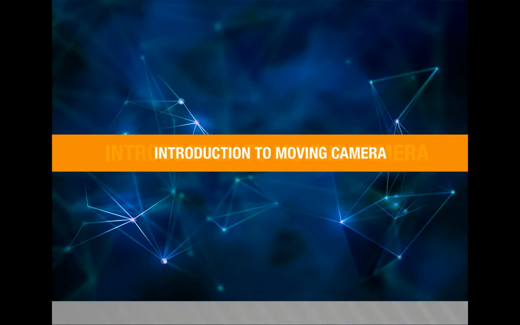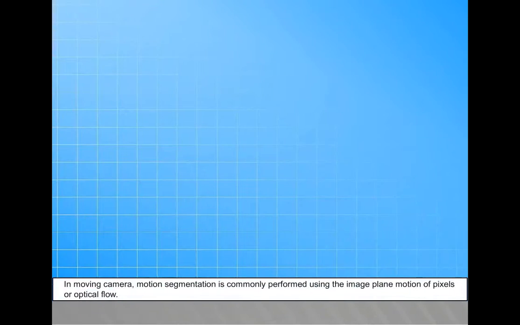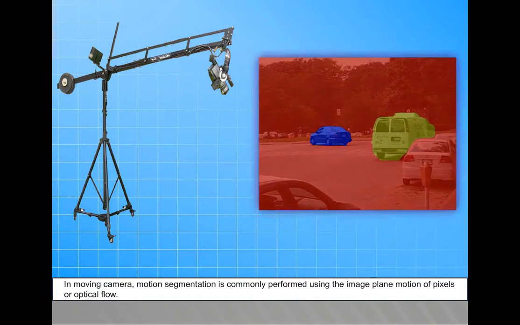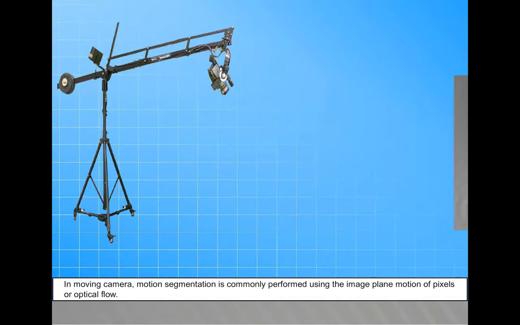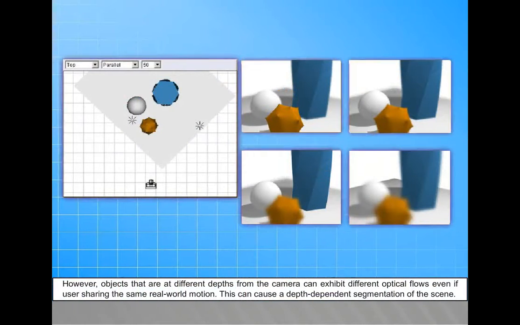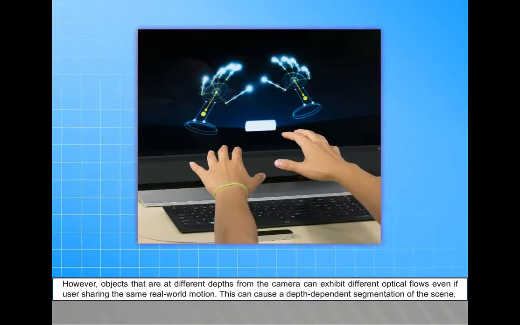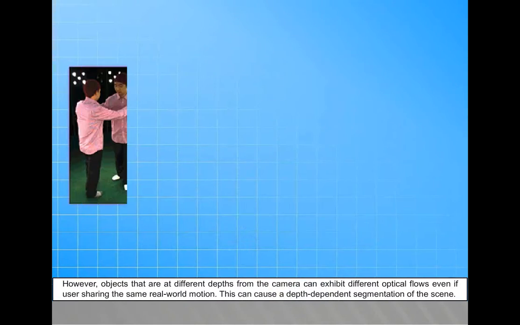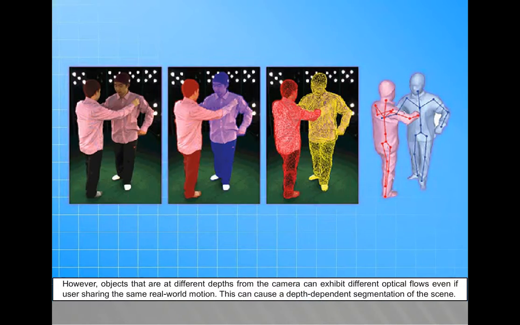Introduction to moving camera. In this video, we are going to see about introduction to moving camera. In moving camera, motion segmentation is commonly performed using the image plane motion of pixels or optical flow. However, objects that are at different depths from the camera can exhibit different optical flows even if they share the same real-world motion. This can cause a depth-dependent segmentation of the scene.